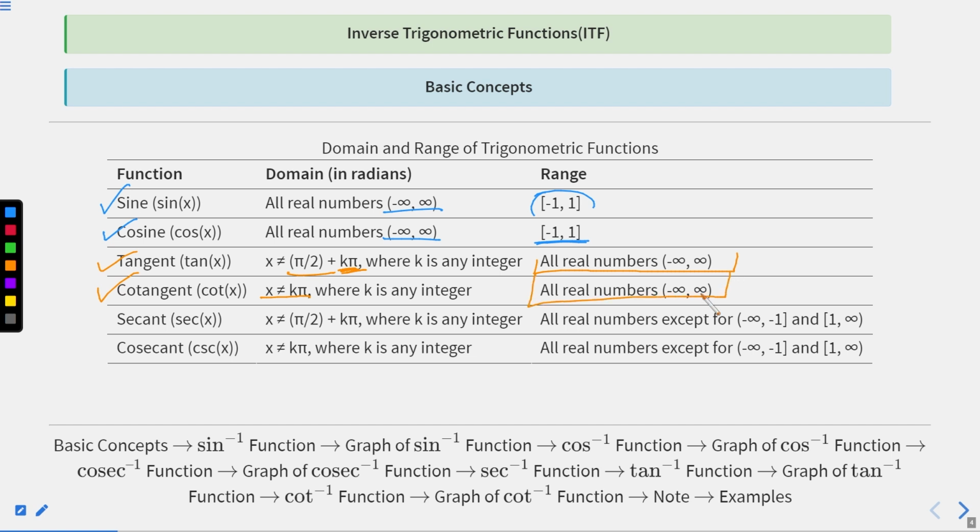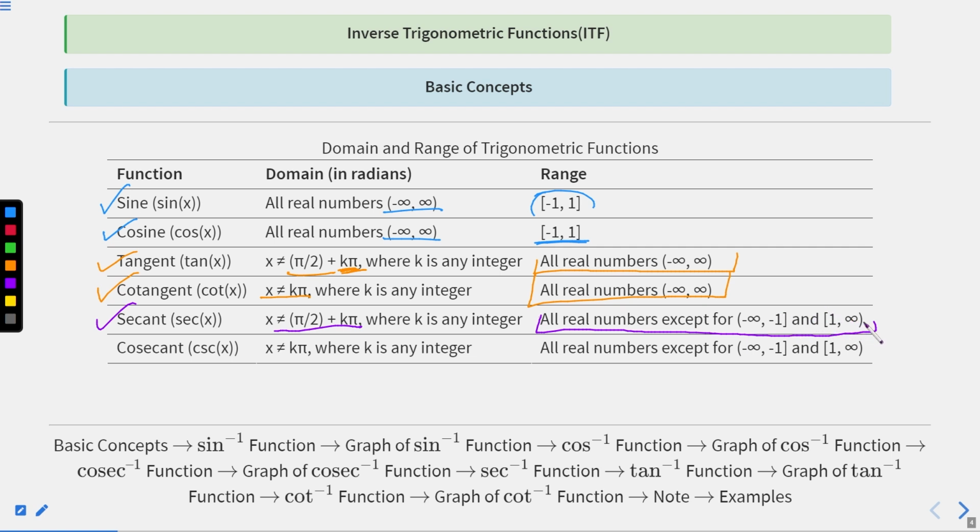And for secant, x cannot be equal to pi by 2 plus k pi, or we can say the odd multiples of pi by 2. Okay, and the range will be what? Minus infinity to minus 1 closed interval, and the closed interval 1 to infinity.